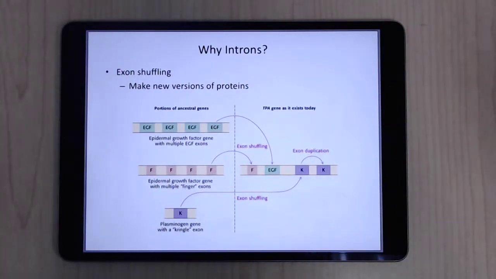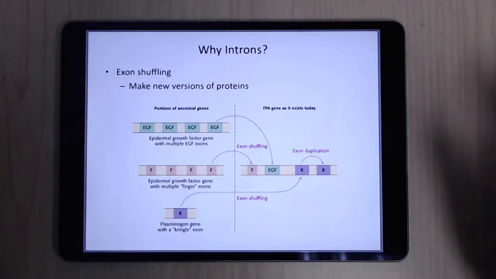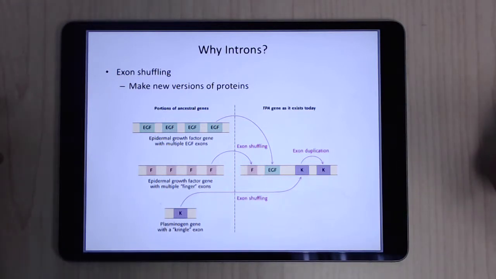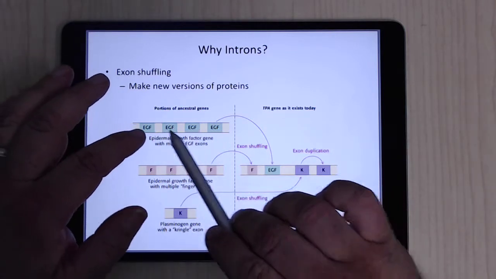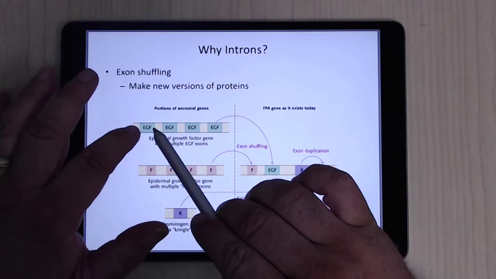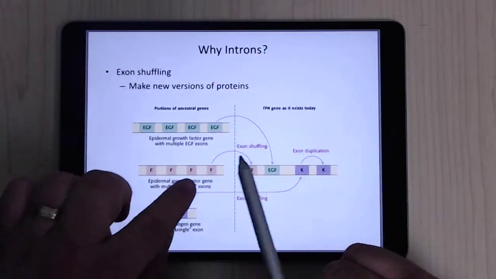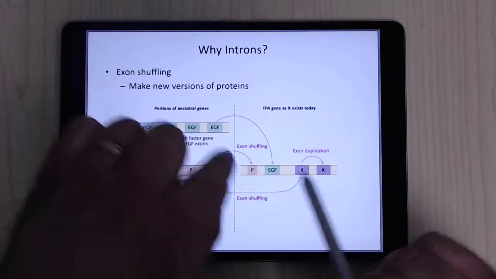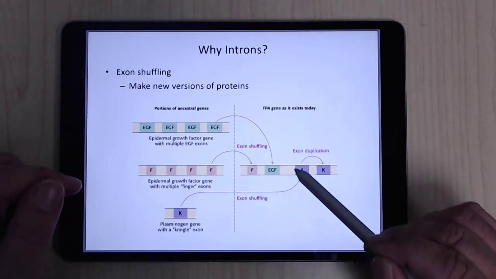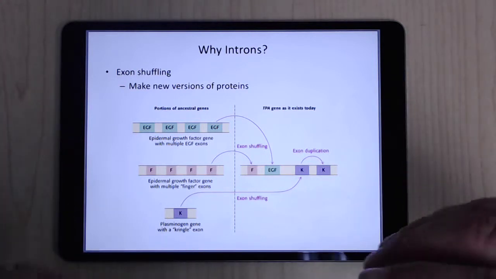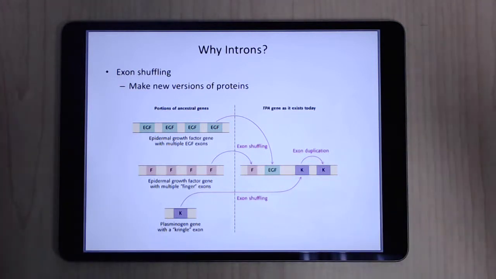So why introns? There's a bunch of reasons, but we're just going to go over two. One is called exon shuffling. What it can do is take this portion from this protein and this portion from this protein, and put it together. These inserts allow it to shuffle these things around, so then you can make new proteins. So it's a way of making diversity. It's a way of making mutations, for Darwinian evolution.